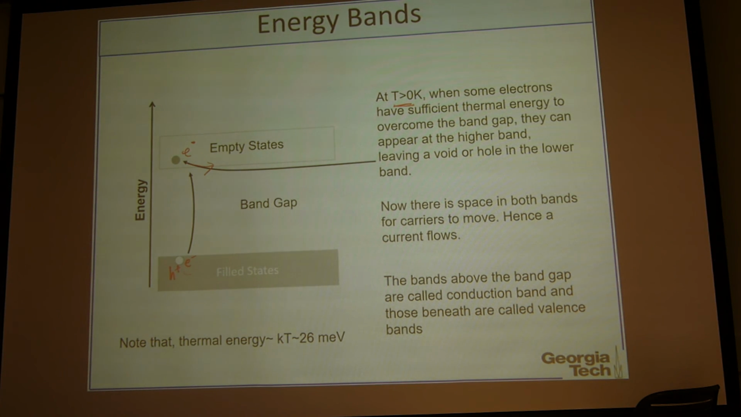But as we discussed before, this probability is so low. From the bond model, 1 out of 10 to the power 13 bonds will break. That means the probability for the electron to jump from the filled state to the empty state is also very low, even at room temperature. But this is another way to look at this problem. Once you create the electron and hole pair, then you can have some current flow.